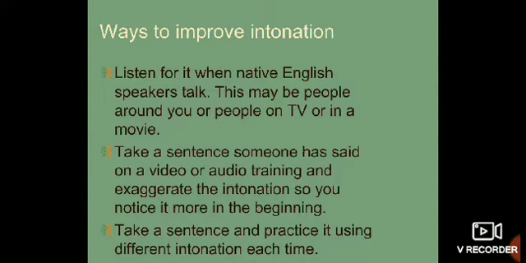So the recommendations are the following: listen for it when native English speakers talk. This is one of the good practices. Students, you should be able not only to speak English but to listen to others, especially native speakers, and their manner of speech. People on TV or in movies, it helps a lot. It helps greatly to improve your intonation. Take a sentence someone has said on a video or audio training and exaggerate the intonation so you notice it more in the beginning. Take a sentence and practice it using different intonation each time.